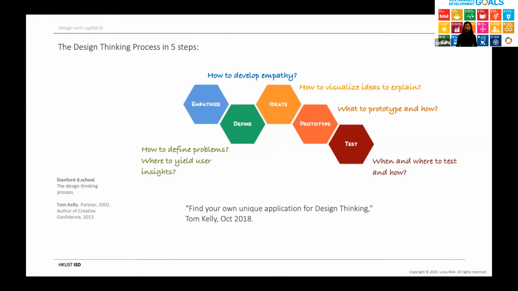At one seminar, I met Tom Kelly. Tom Kelly is the founder of IDEO together with Tim Brown, and he also promoted this design thinking process. He said, find your own unique application for design thinking. This is true, I agree. So find your own way to apply design thinking. However, before that, really how we proceed through these 5 steps.